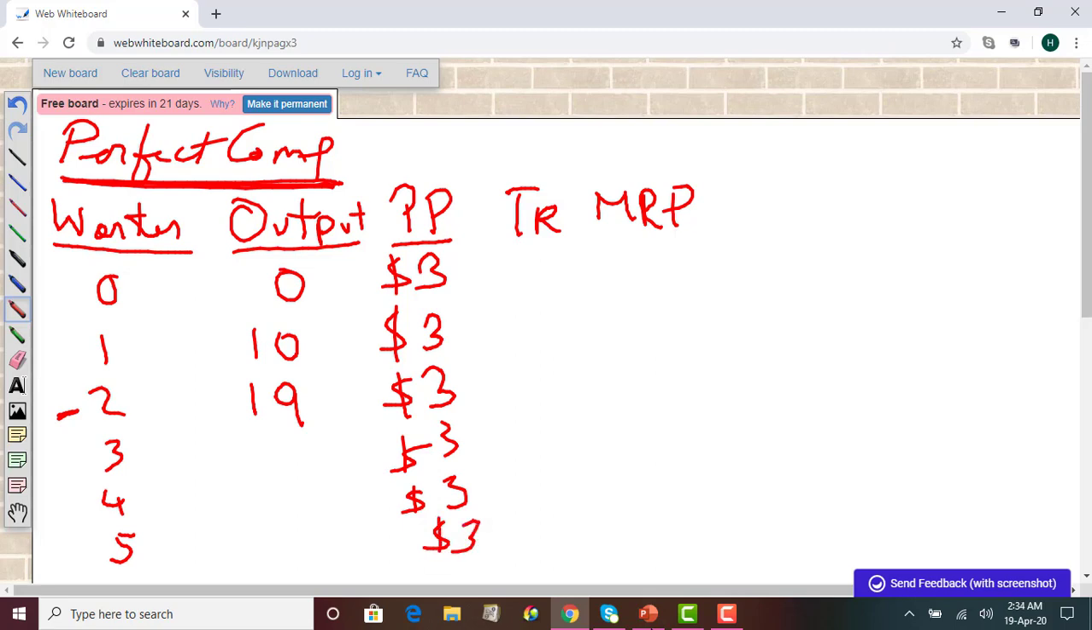Let's say output is given. When I use 3 laborers, I have 27 output. When I have 4 laborers, I have 34 output, and when I have 5 laborers, I can produce 40 output. So we are given this information and then we have to calculate the total revenue and the marginal revenue product. Now remember, total revenue is easy to calculate. That's price times quantity, or price times your output. So for the first level, it's 0 times 3, so total revenue is 0. For the second level, it's 10 times 3, so it's 30. For when we are employing 2 workers, it is 19 times 3, which is $57.